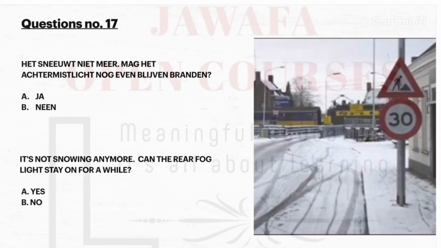Question number 17 is, if there is no more snowfall occurring, meaning it has already happened and now it is not continuing, can you keep the rear fog light, the back fog light illuminated for some time? Option number A is yes. Option number B is no.